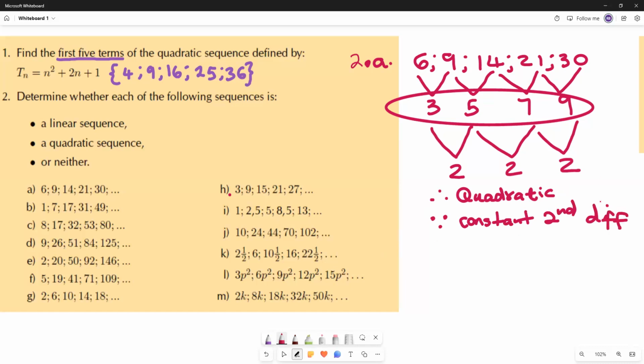Or some people just write this: constant second difference. Constant. We see. Perfect. And then the other one that I'm going to do will be B. Let's try B. So we need to quickly erase this part.